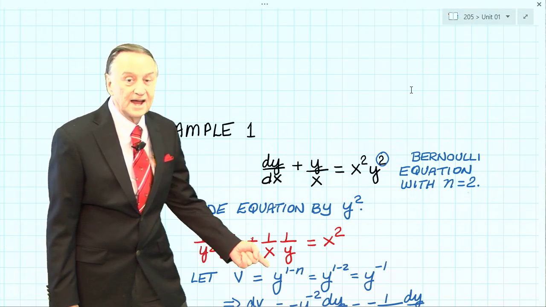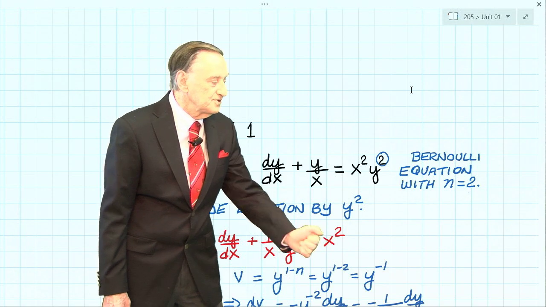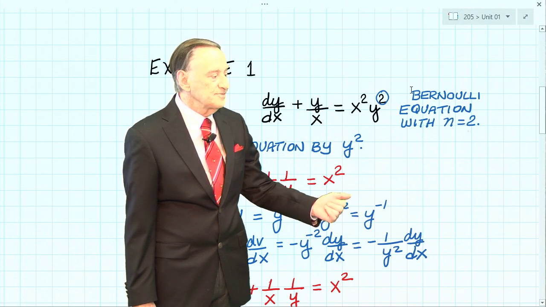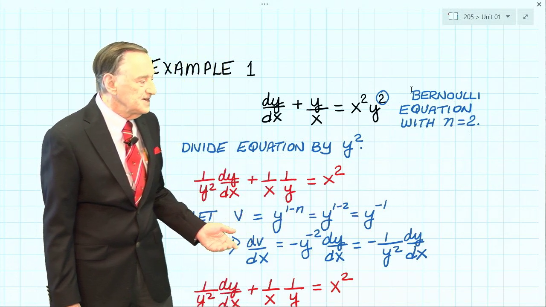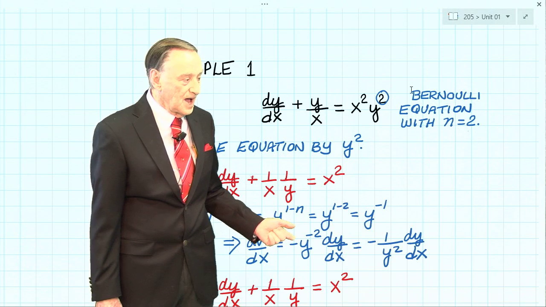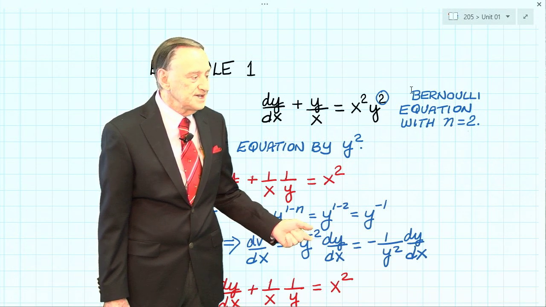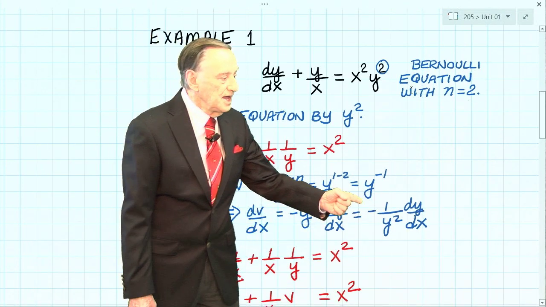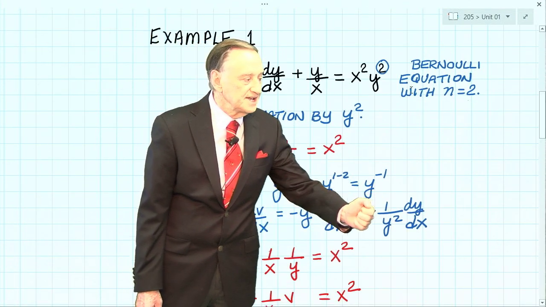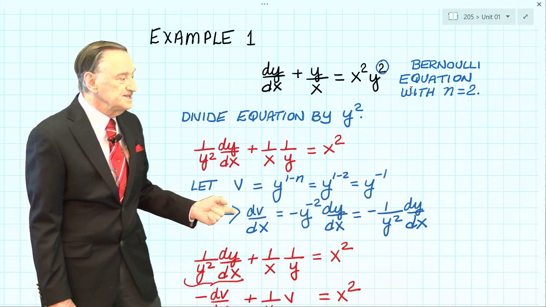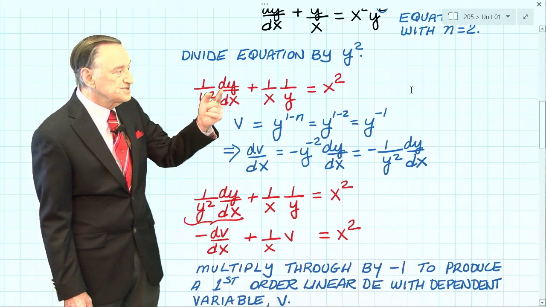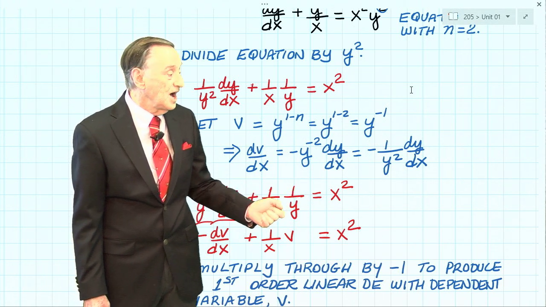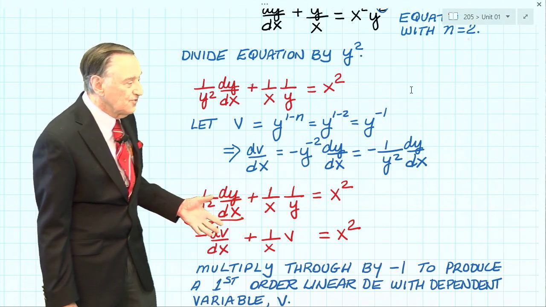We let v equal y to the 1 minus n, or 1 minus 2, so we get v is y to the minus 1. We take the derivative of that with respect to x, so we have dv dx is minus y to the minus 2 dy dx, or we have minus 1 over y squared dy dx. And you'll notice that 1 over y squared dy dx is equal to minus dv dx. And that's what we substitute right in for here. And we're going to substitute v for 1 over y, and we have this form you see right here.